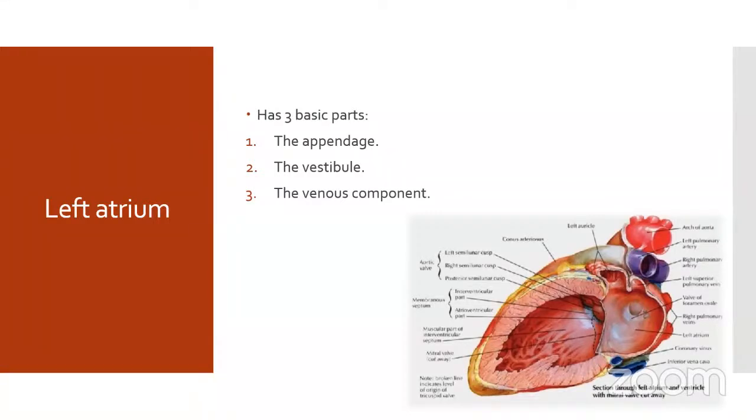Also, unlike the right atrium, the venous component of the left atrium, which is the four pulmonary veins, is larger than the atrial appendage and has a narrow junction. And it's not marked by the terminal groove or terminal crest like in the right atrium.